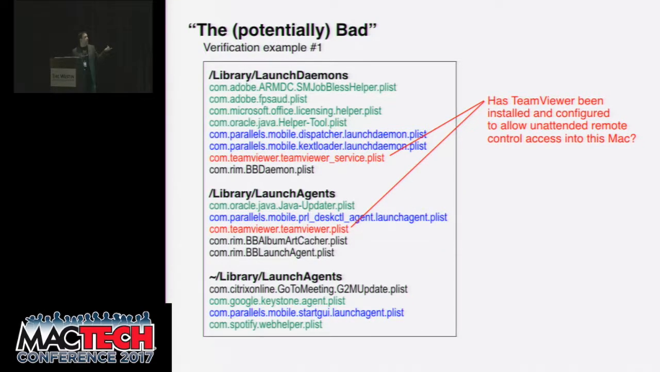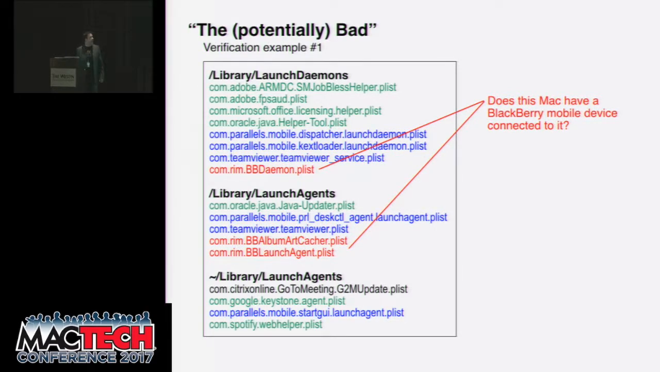Next one is TeamViewer. And you have to ask the question, is this Mac configured to allow people unattended remote access in via TeamViewer? Because that's what these things do. And if the machine is not supposed to be remoted in using TeamViewer unattended, then those should be pulled out. And then we got some rim.bb daemons.